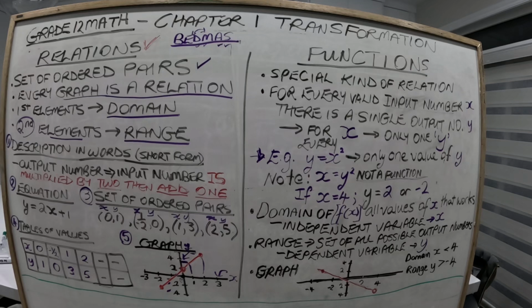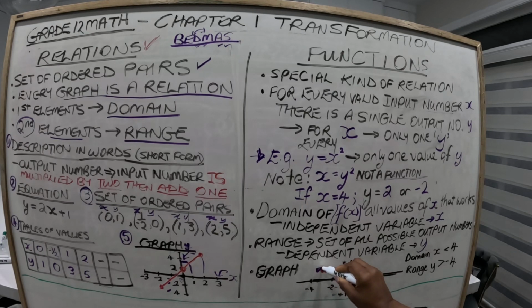So in a graph such as this, you can see that at this value here, where x is 4 and y is -4, there can be no other value beyond this point. That's why this is a circle. That means it will not go further. It stops right here. And when you have the arrow here, it means it continues to infinity.